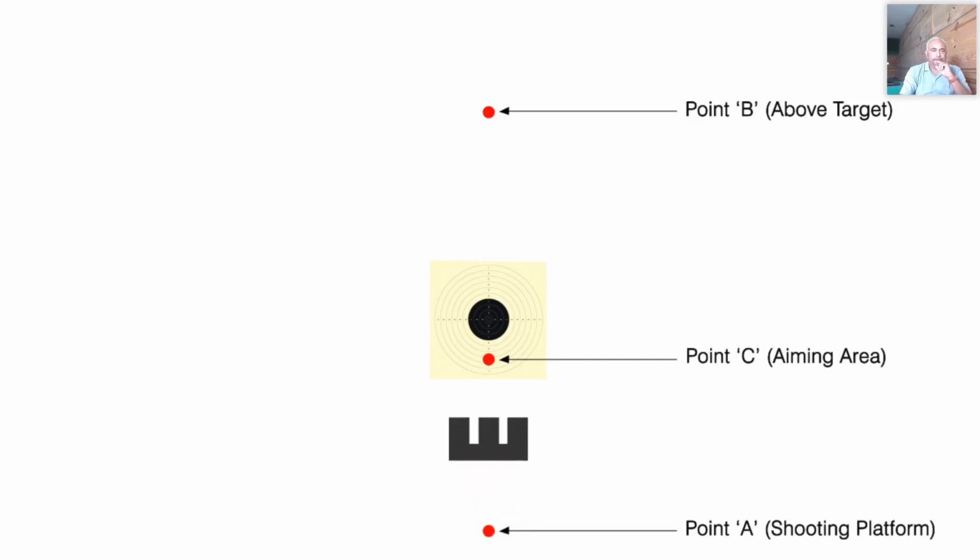This is the route. Your sight starts from point A, which is the shooting platform. It goes to point B above the target, and then it comes into the aiming area.